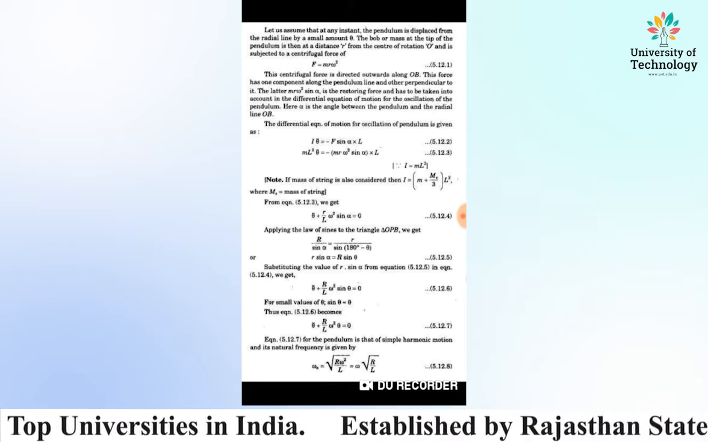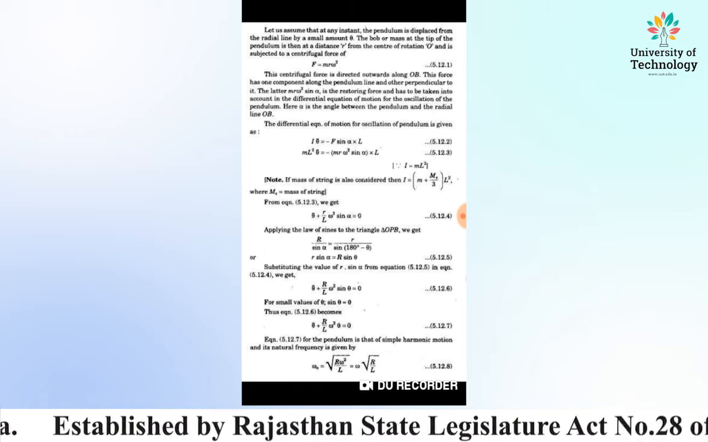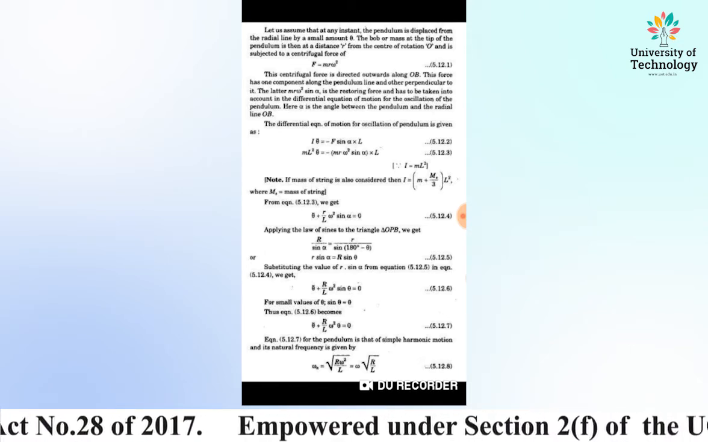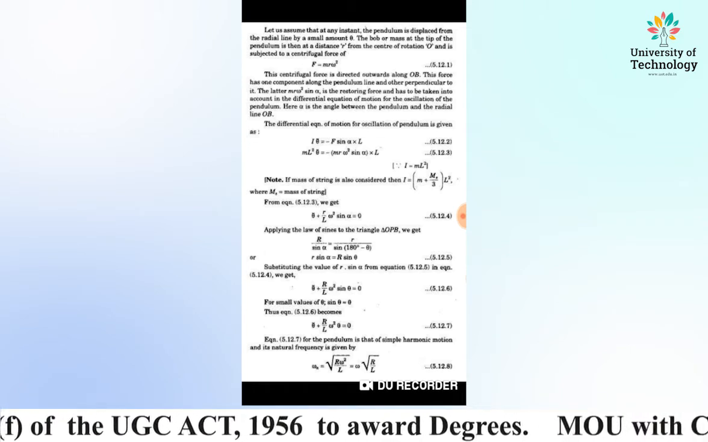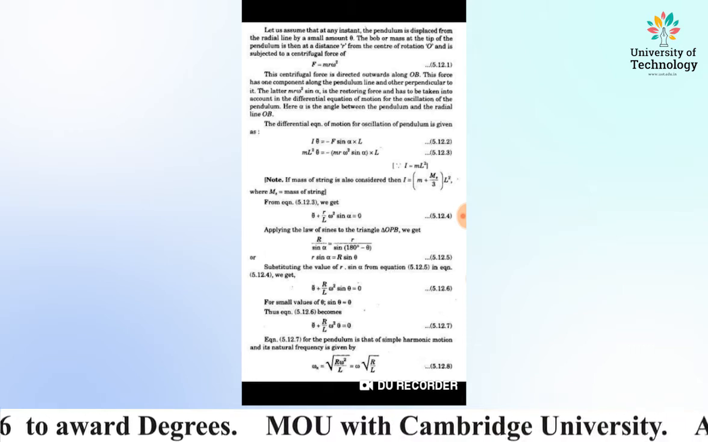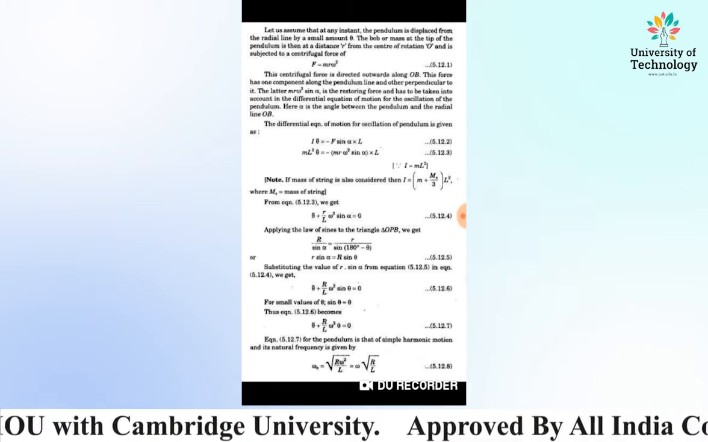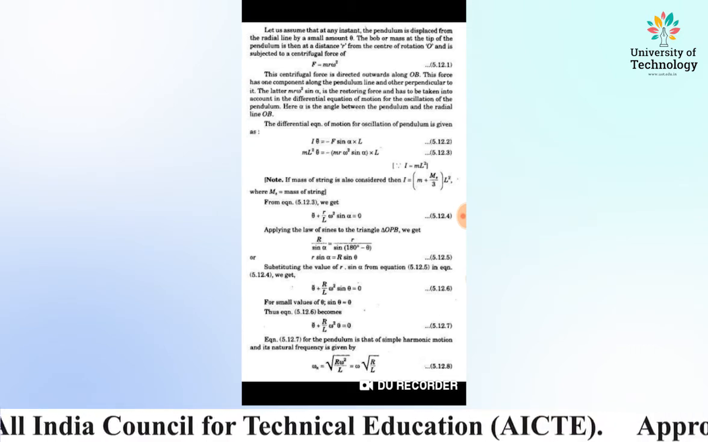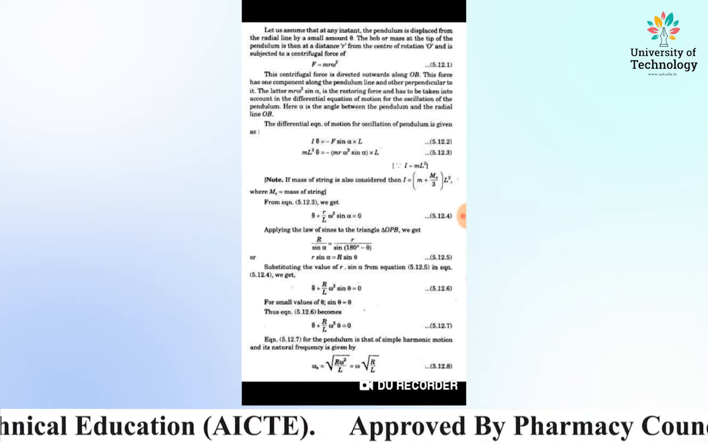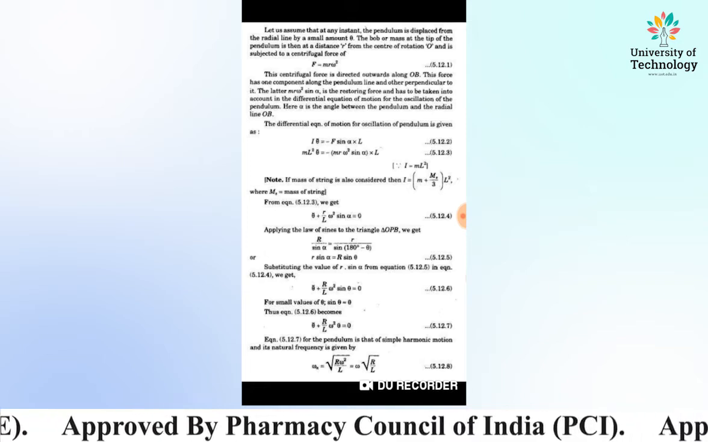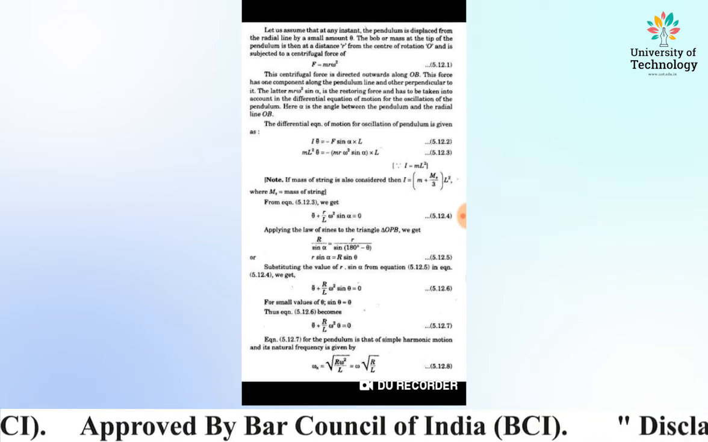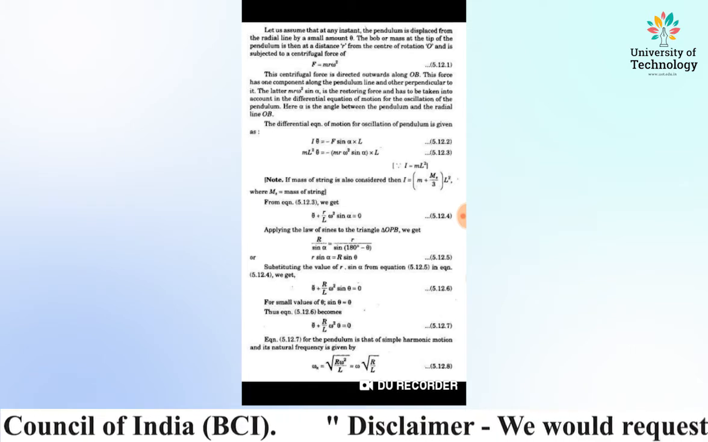Here, alpha is the angle between the pendulum and the radial line OB. The differential equation of motion for the oscillation of the pendulum is given as I theta double dot equal to minus F sin alpha into L. We know that I is equal to m L square, so m L square theta double dot is equal to minus m omega square r sin alpha into L.